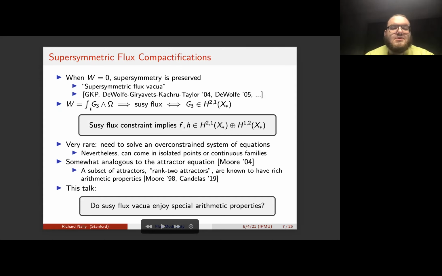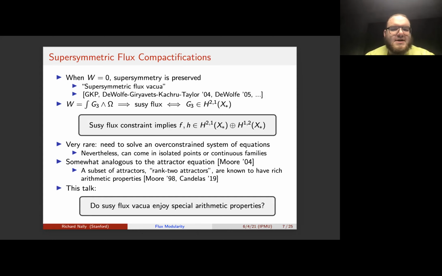And since W is equal to the integral of G3 wedge omega, a SUSY flux vacuum implies that G3 is just in H^{2,1}. And that's a pretty restrictive condition. In particular, it's so restrictive that it doesn't just restrict the Hodge type of G3 itself, it also restricts the Hodge type of our integral fluxes F and H. So we have F and H in (2,1) plus (1,2).